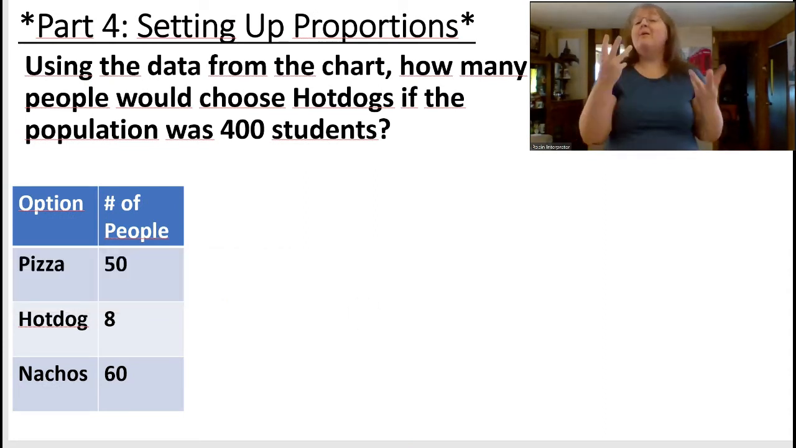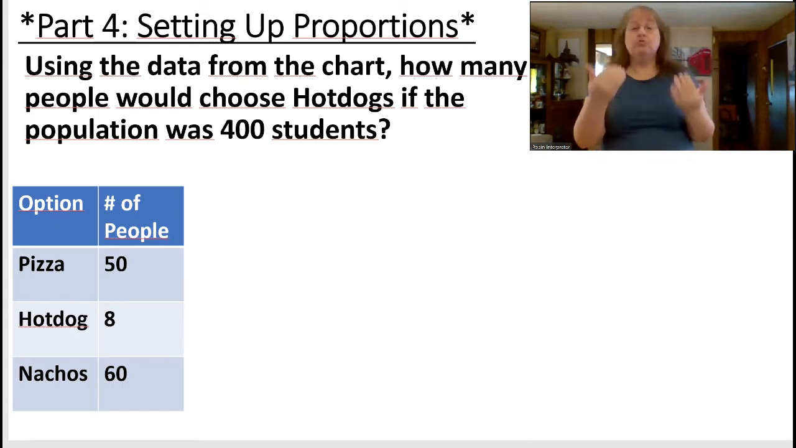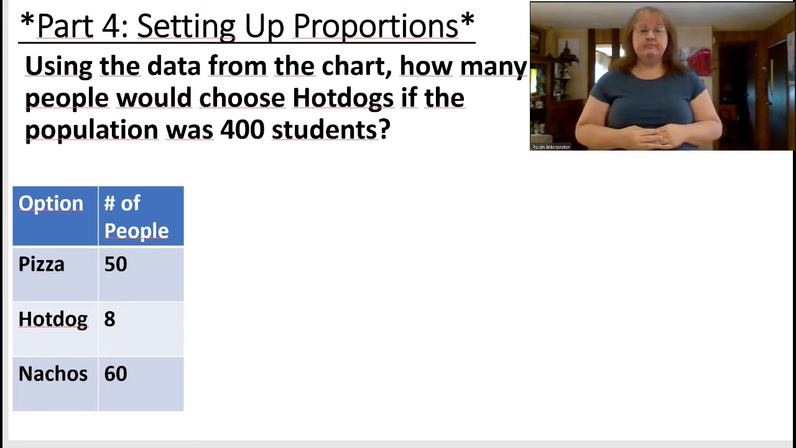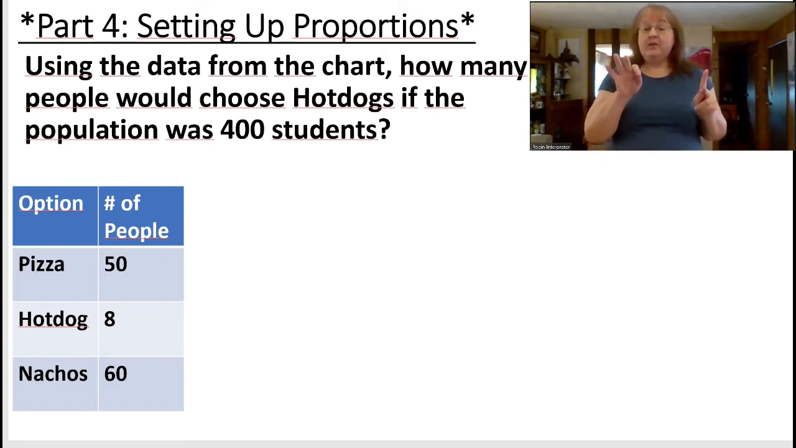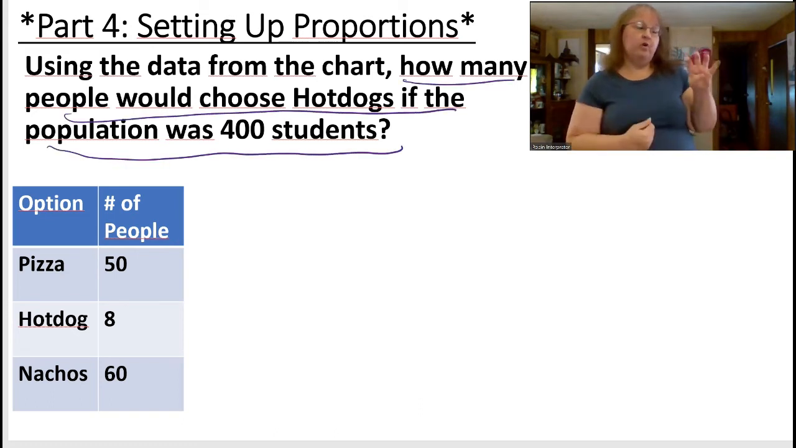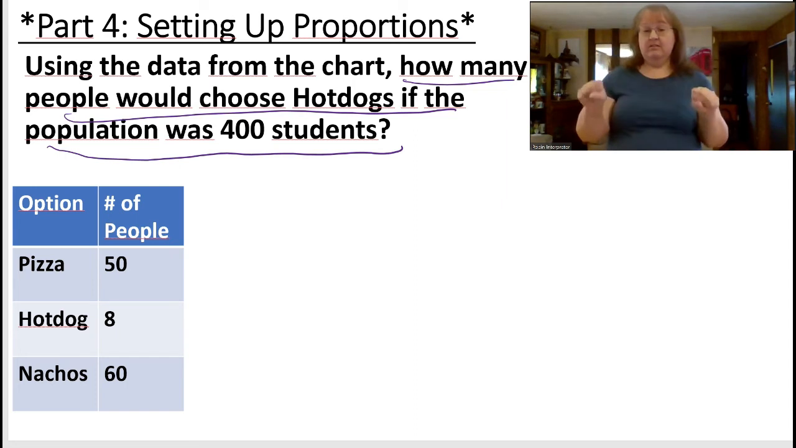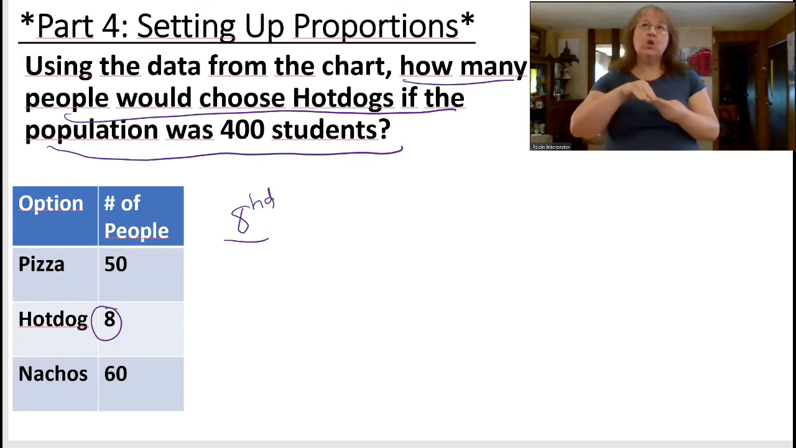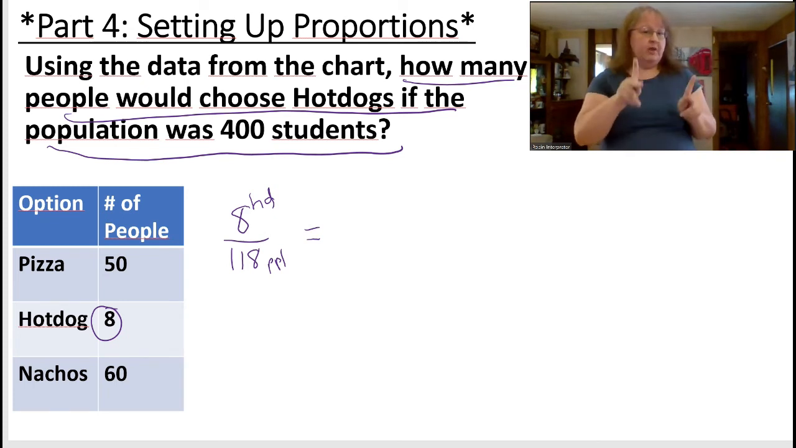Using the data from the chart, how many people would choose hot dogs if the population was 400 students? So go ahead and press pause and then come back to check your work. All right, so let's see. How many people would choose hot dogs if the population was 400 students? Okay, so hot dogs. There's 8 hot dogs. I'm going to put hot dogs out of a total of 118 people or students. Okay, is the same thing as, let's see, how many people would choose hot dogs if the population was 400?